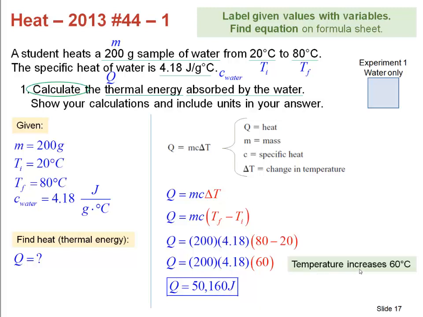So the temperature of the water increases 60 degrees Celsius, and this is the amount of heat that's absorbed by the water. Heat has the same units as energy. In this case, it's joules.